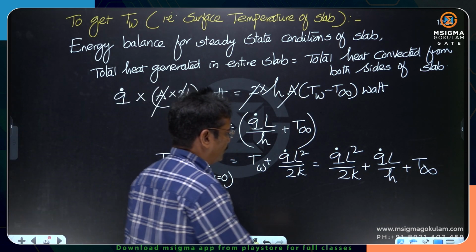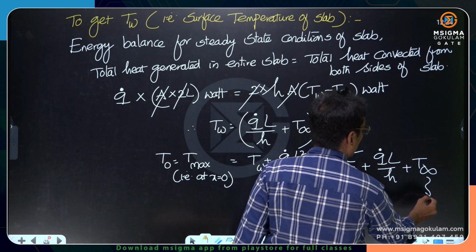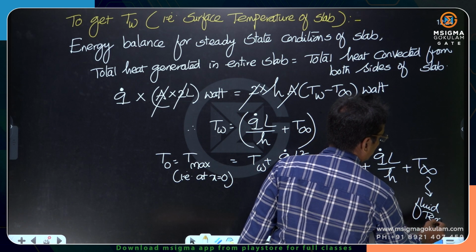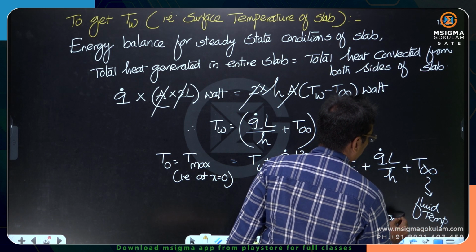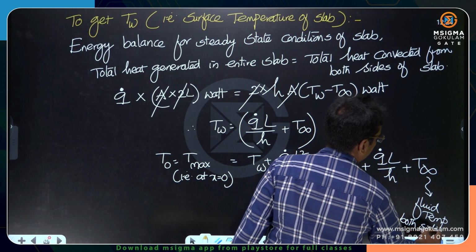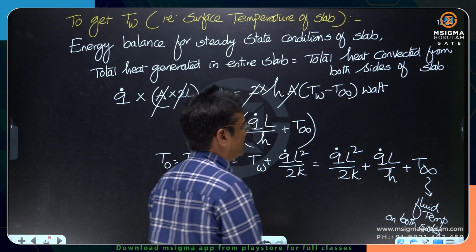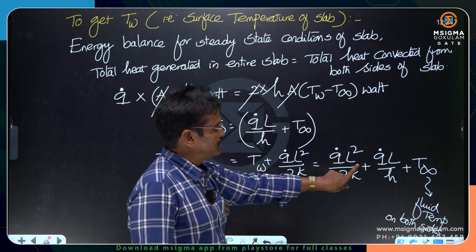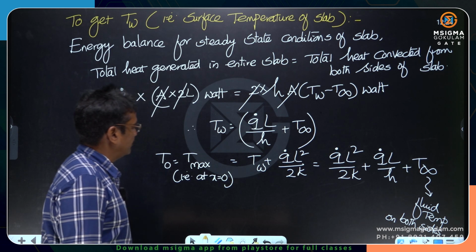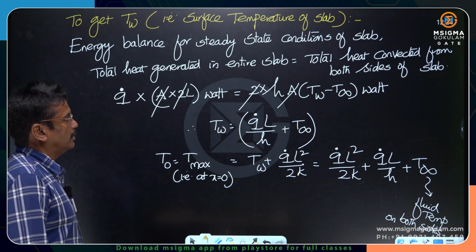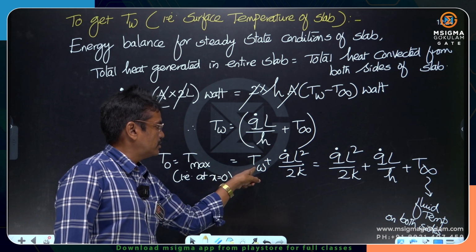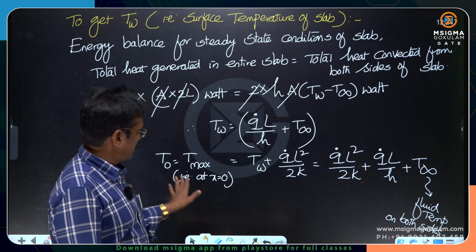What is T infinity? The fluid temperature, which is the same on both sides. This symbol we always give for the fluid. h is the convection coefficient, which remains the same on both sides. L is half of the thickness of the slab. This is the maximum temperature. I substituted this TW here and got the T naught, or the T max.